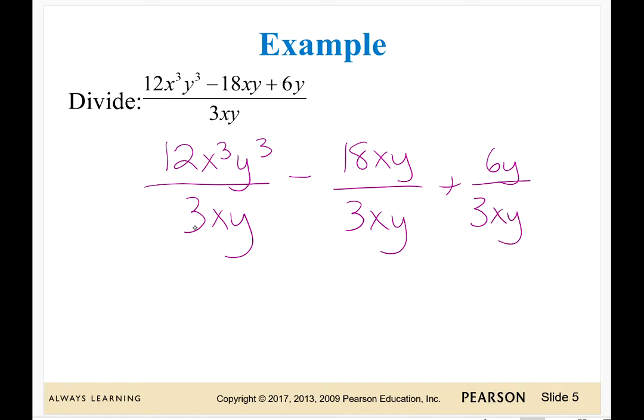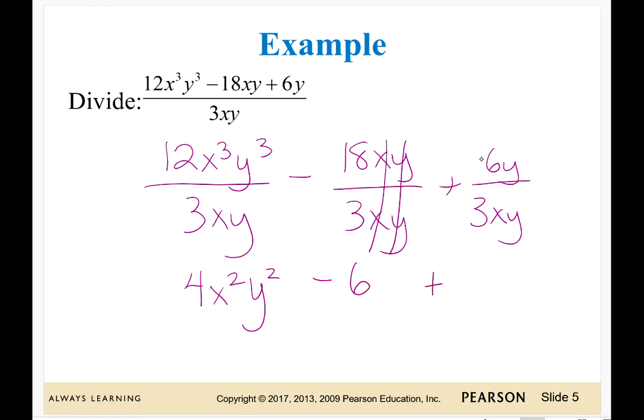All right, so 12 divided by 3 is 4. X squared divided by x is x squared. Y cubed divided by y is y squared. Minus. 18 divided by 3 is 6. The x's will divide out and the y's will divide out.